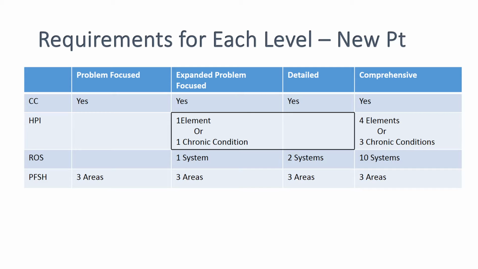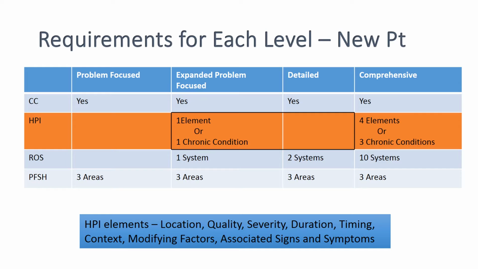For example, a problem-focused history for a new patient requires a chief complaint and a past family and social history, whereas a comprehensive patient history requires a chief complaint, a history of present illness involving four elements or the status of three chronic conditions, a review of systems for 10 body systems or body areas, and a past family and social history.